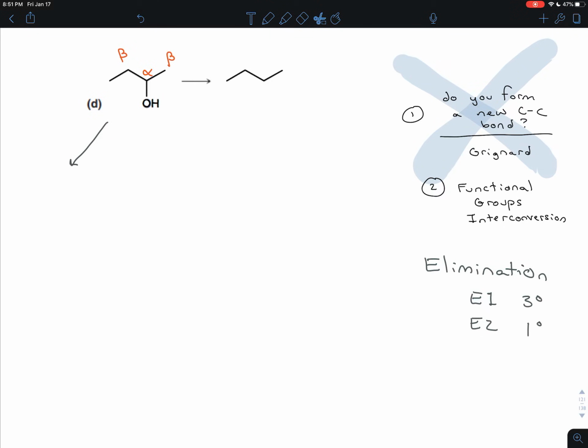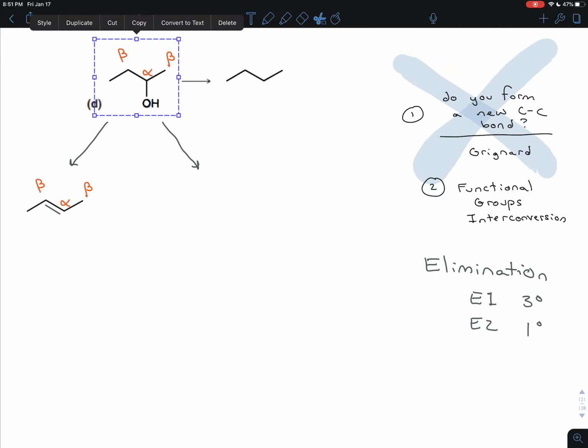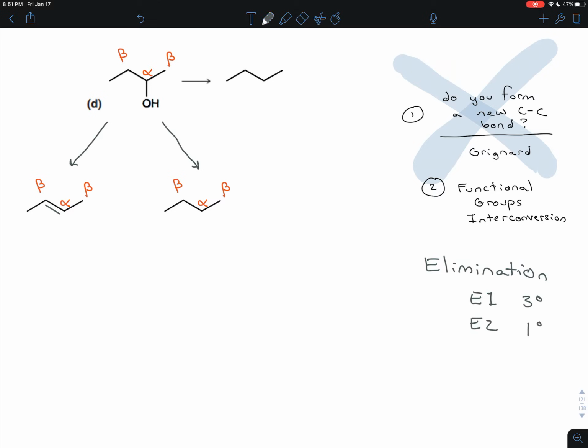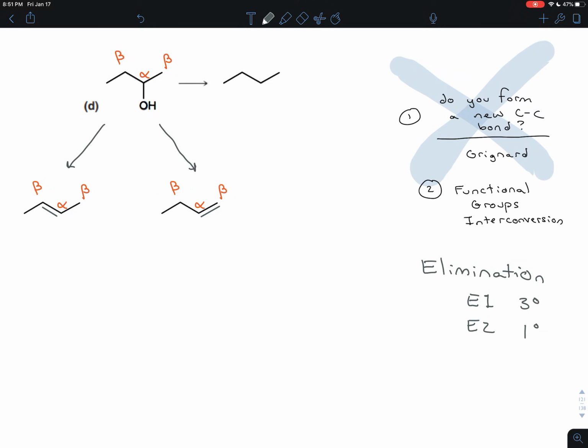We could either get an elimination reaction where the pi bond forms to the left, or we could do an elimination reaction where the pi bond forms the other way, to the right. So either one of those. Now, in this particular case, it doesn't matter. Wherever we put the pi bond, all we're going to do is hydrogenate it to get rid of it, so it doesn't matter where it goes.